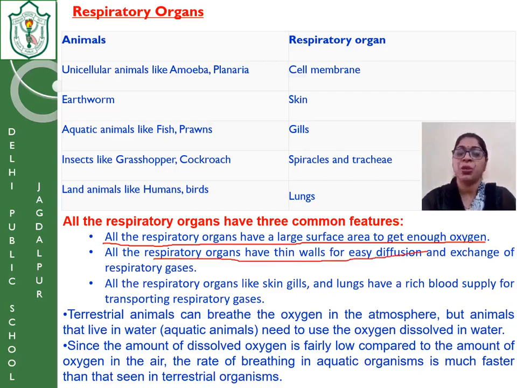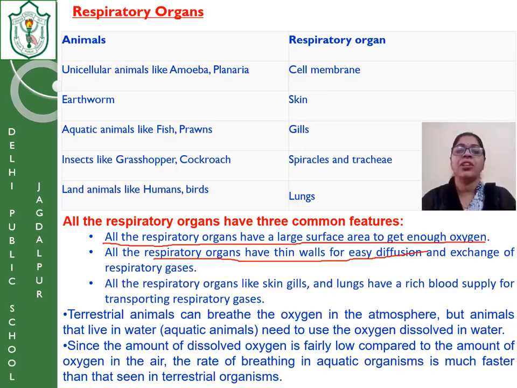You know the diffusion process: the movement of gaseous particles from an area of higher concentration to an area of lower concentration. So outside in the environment there is more concentration of oxygen. Inside the body there is less concentration of oxygen. So which side will the movement of the oxygen be? From outside to inside. So if the walls are thin, then only is the diffusion easily carried on.